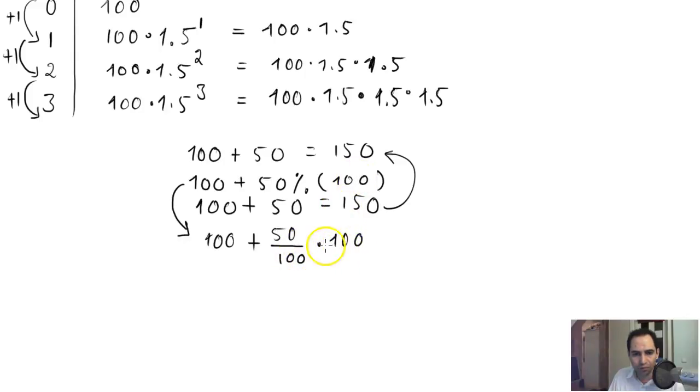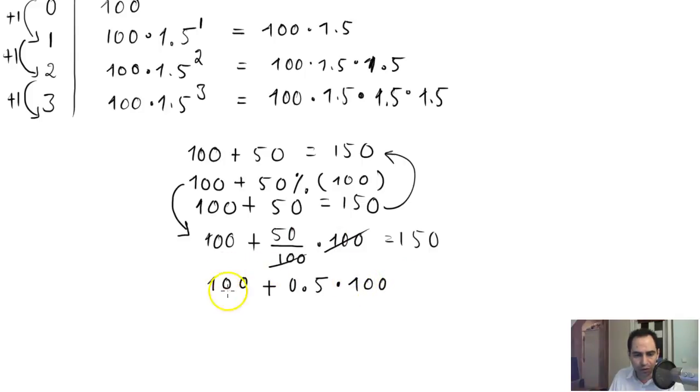And so these two cancel out, and this becomes basically 150. Of course, this is not the way I wanted this to turn out. What I wanted to do was rewrite this as 100 plus, you can write 50% in decimal form as 0.5, times 100.